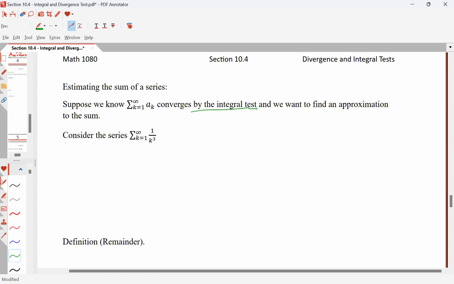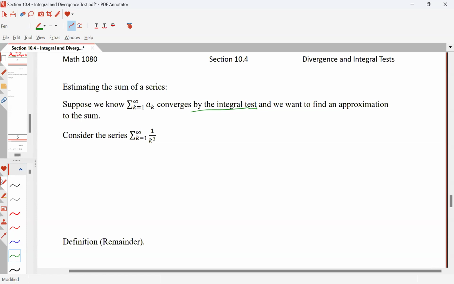Because again, the series and the integral do not converge to the same value. The values might be close, but they are not the same. And we want to find an approximation of the sum that we don't know, even though the integral test is working.